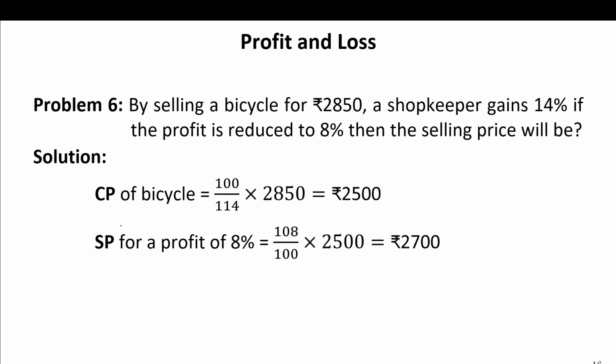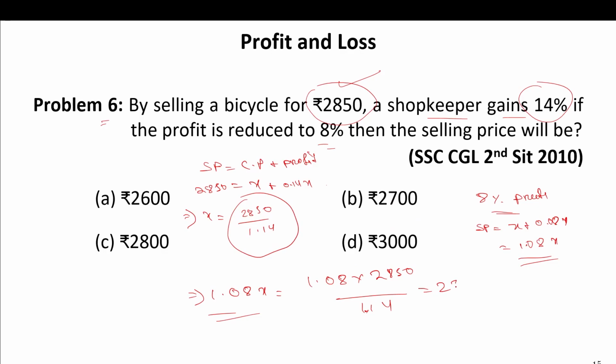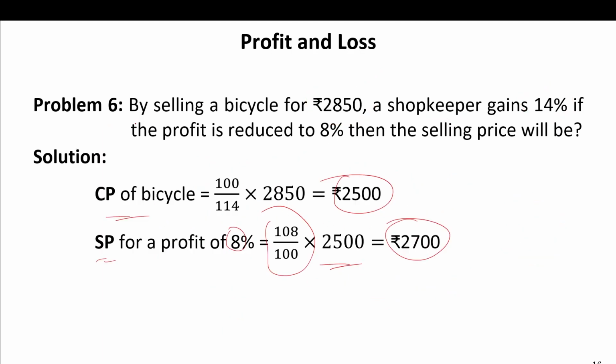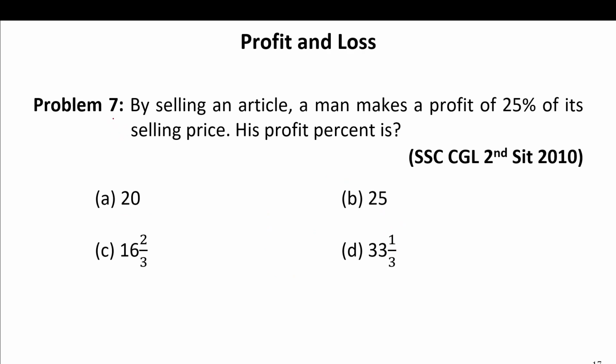So let's see. The cost price of the cycle will be 2500. So the selling price for a profit of 8% will be 108 by 100 into 2500, that is 2700. Okay, so the answer will be 2700. So B is the correct answer here. D, C and A are all wrong answers. Okay, so let's see problem number 7.